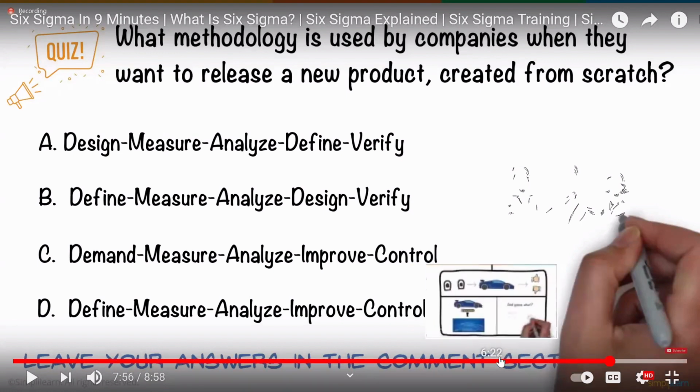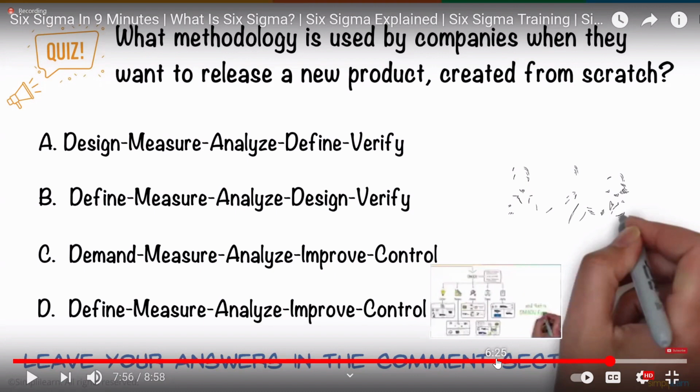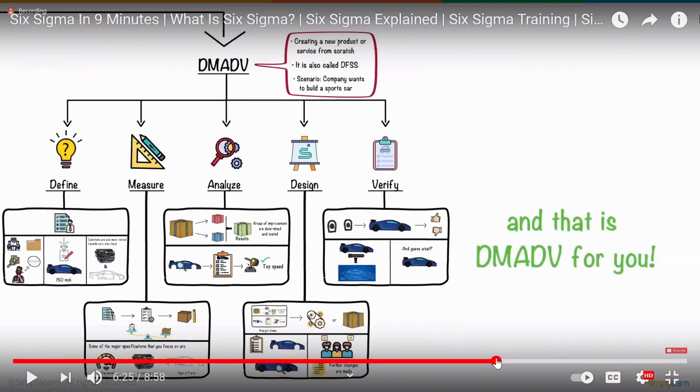Here, actually, an example is given. This is DMADV. In this example, this is for a new product which is going to launch, and a service from scratch. These two cases we can use the DMADV. And it's also called DFSS. DFSS means Design for Six Sigma.